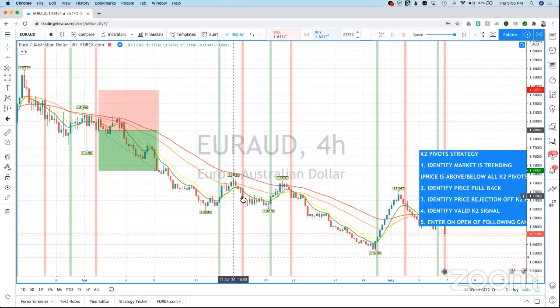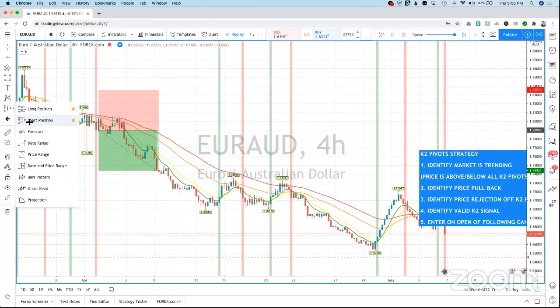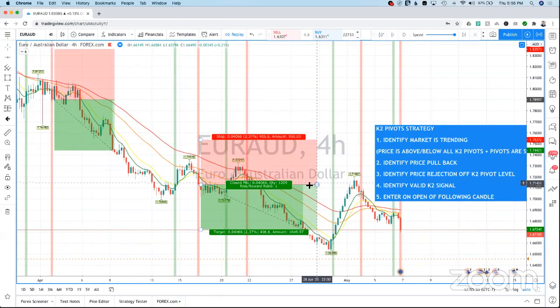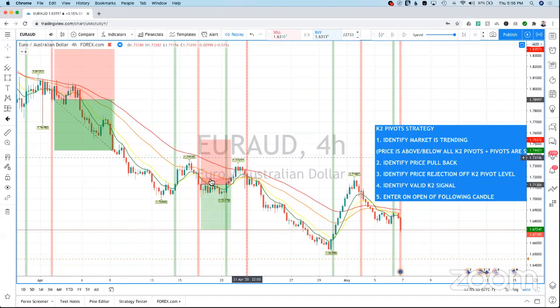Again, right here, it came down, came up, rejection off this level right here. Could have entered right here, another 400 pips. Again, right here, price came down, came up.